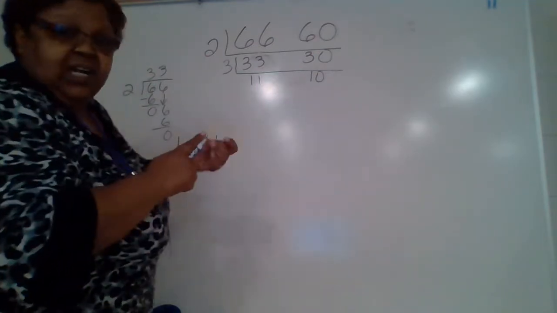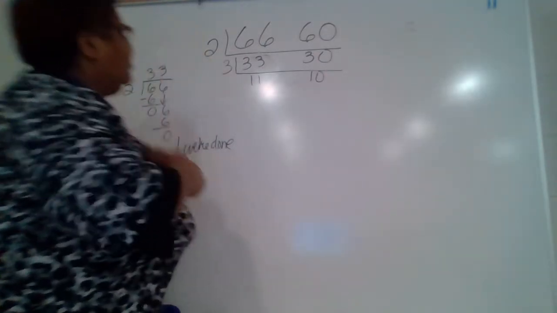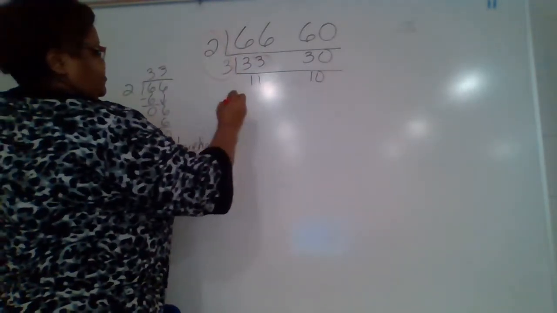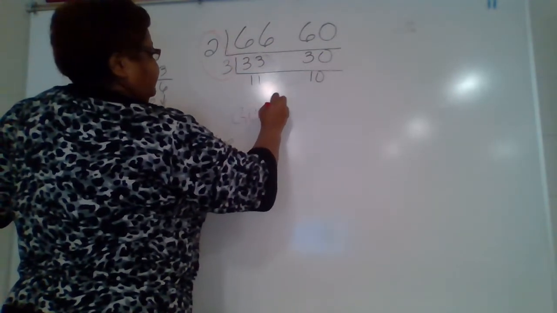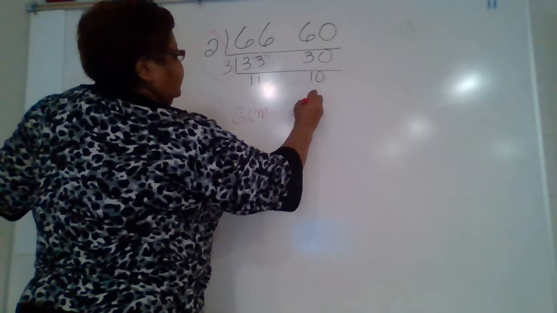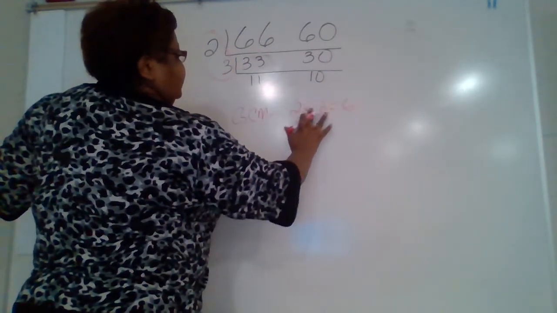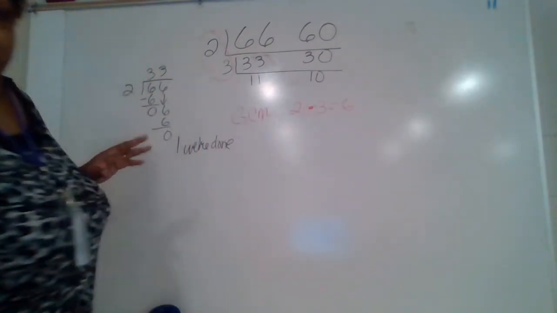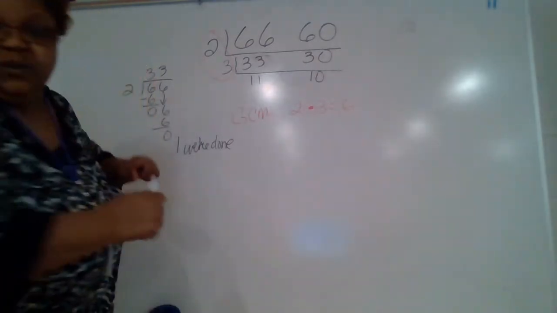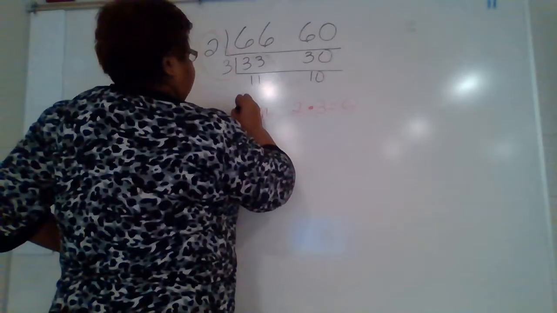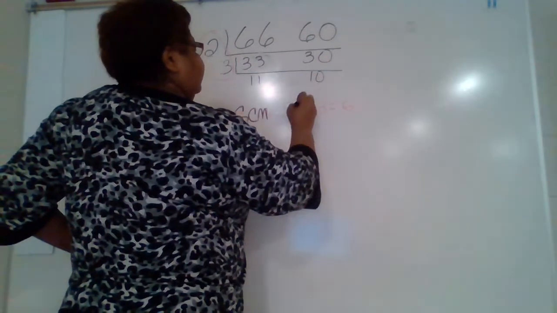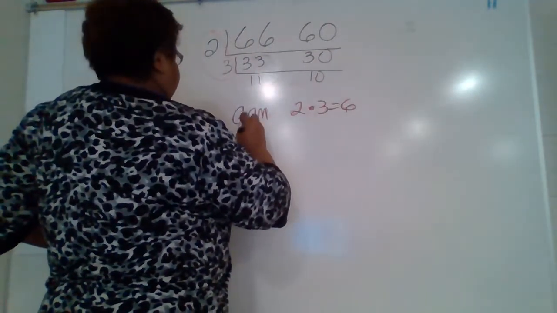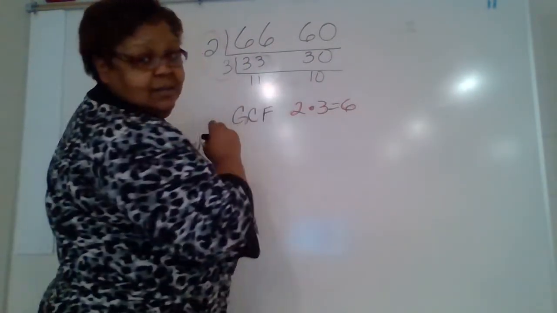So now I'm going to switch colors. Your greatest common factor is over here, the numbers on the side. So my GCF is 2 times 3, which is 6. I'm going to use a dot for multiplication because we're going to use X as a variable later on. I can't really see that, so I'm going to go over it in black. So my GCF is 2 times 3, which is 6.